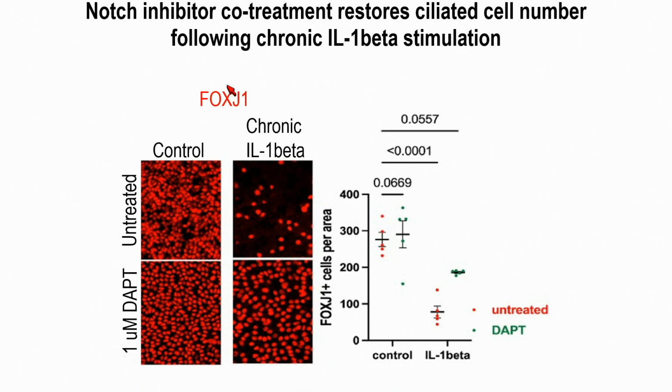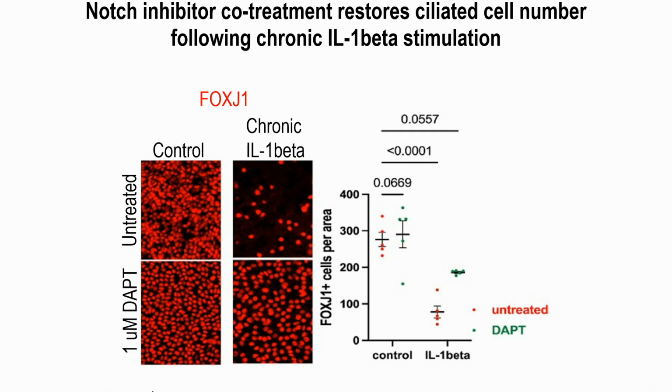So in this data panel here, FOXJ1 is shown in red. The first panel is the control, and the second panel is the chronic IL-1 beta treated. With untreated, we see exactly what we expect to see, a large number of ciliated cells. However, in the chronic IL-1 beta treated, we see this reduction in FOXJ1 positive cells, or this decrease in ciliated cell number, which is very characteristic of the things that we've seen so far.